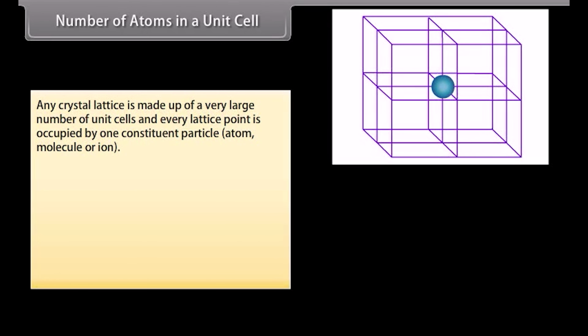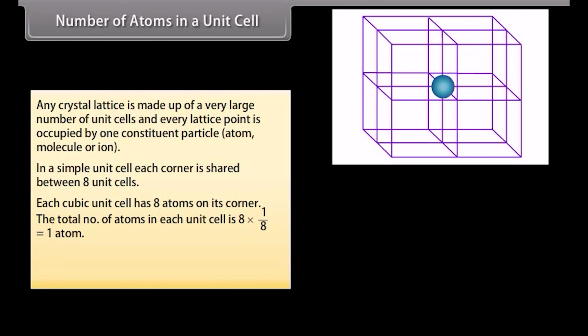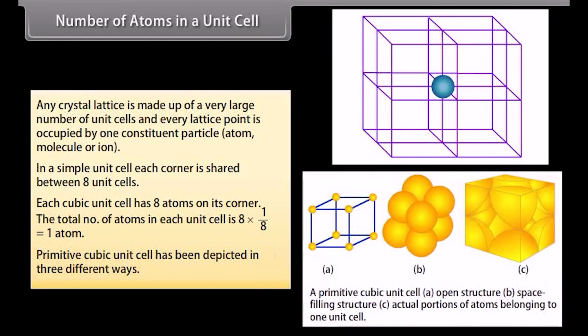Any crystal lattice is made up of a very large number of unit cells, and every lattice point is occupied by one constituent particle, atom, molecule or ion. In a simple unit cell, each corner is shared between 8 unit cells. Each cubic unit cell has 8 atoms on its corner. The total number of atoms in each unit cell is 8 into 1 upon 8, which is equal to 1 atom. Primitive cubic unit cell has been depicted in 3 different ways.